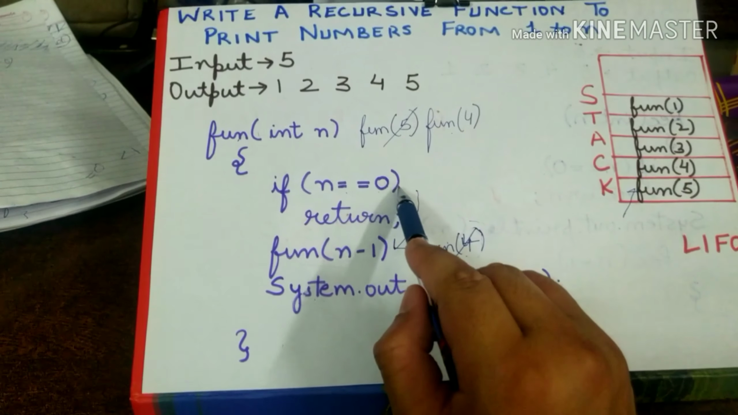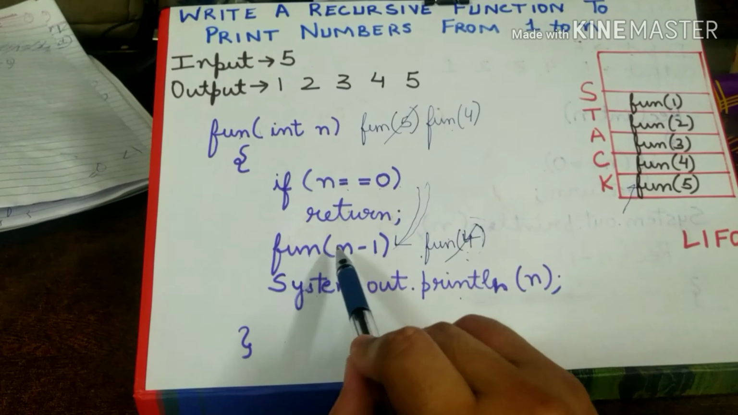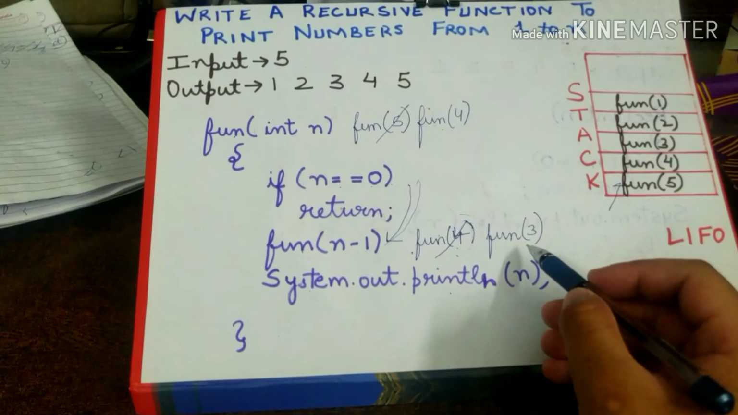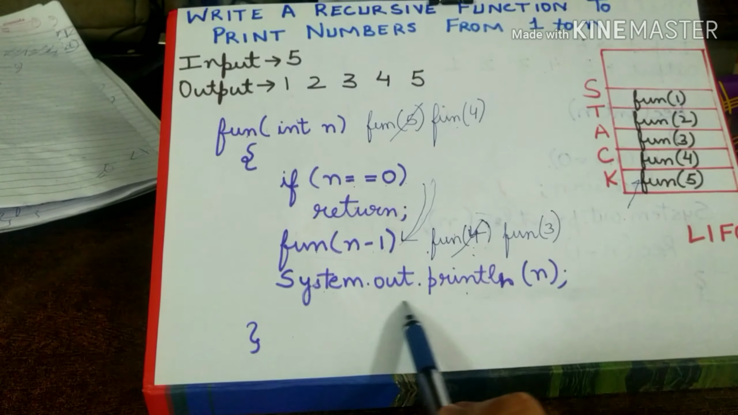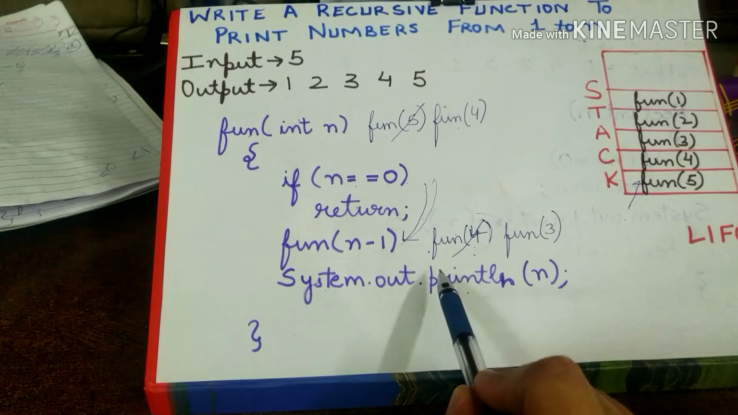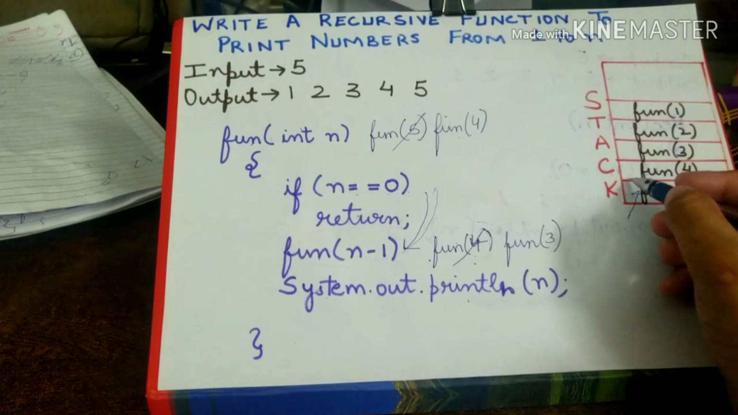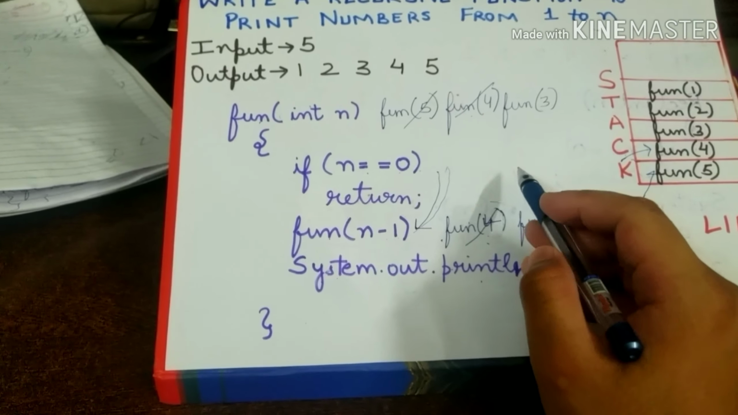Now, is 4 equal to 0? No. So it will go to this statement. Fun of 4 minus 1, that is fun 3. So the method fun 3 will be called, but we need to execute this statement. To execute this statement, fun 4 will be stored into the stack.